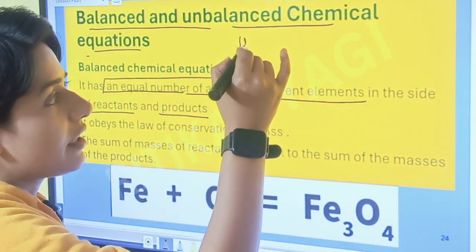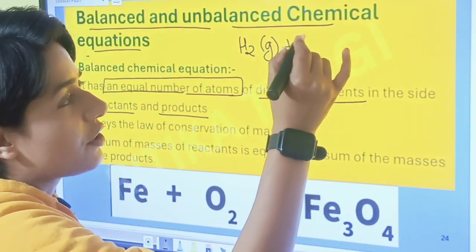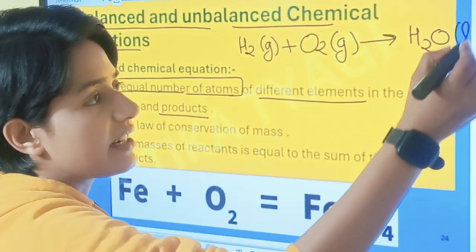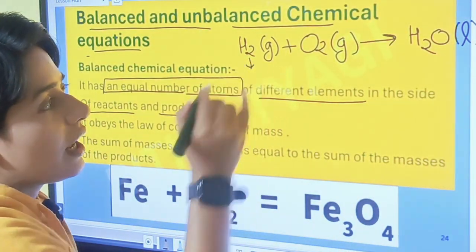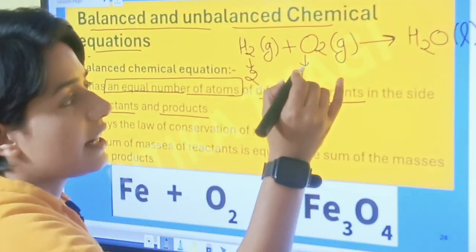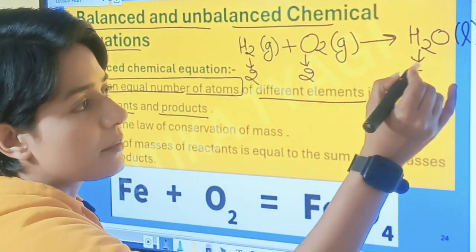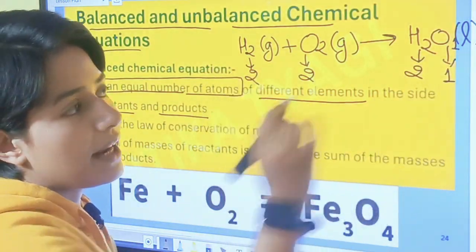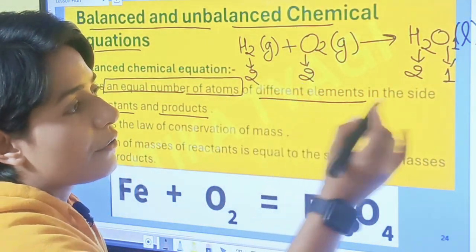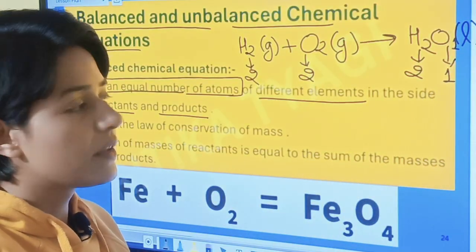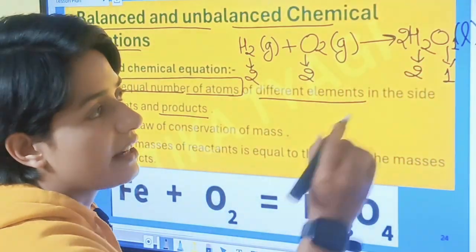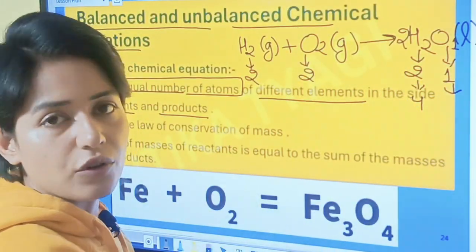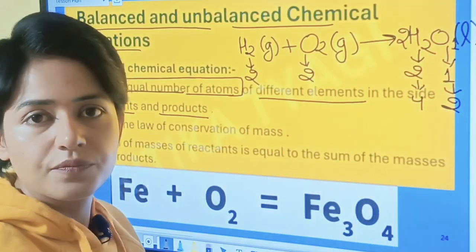For example, let me consider a hydrogen molecule reacting with an oxygen molecule, then it forms 1 molecule of water, that is H2O. Now here hydrogen atoms are 2, oxygen atoms also 2. On the product side, hydrogen atoms are 2, but oxygen atom is only 1. So it is an unbalanced chemical equation, because the number of oxygen atoms is not balanced here. Multiply the water molecule by 2. Then we get hydrogen atoms total 4, and oxygen atoms 2.